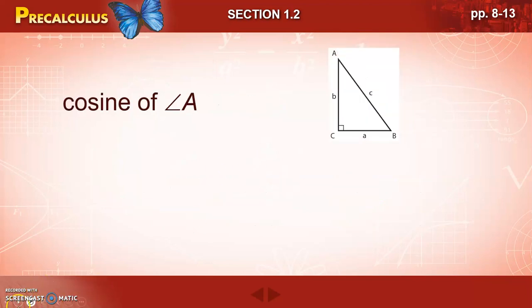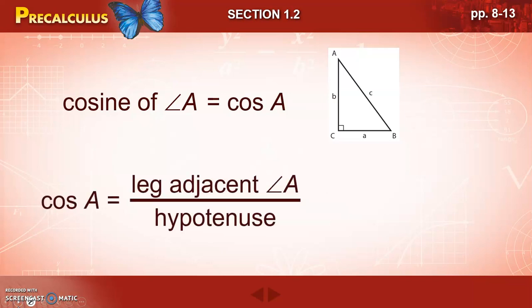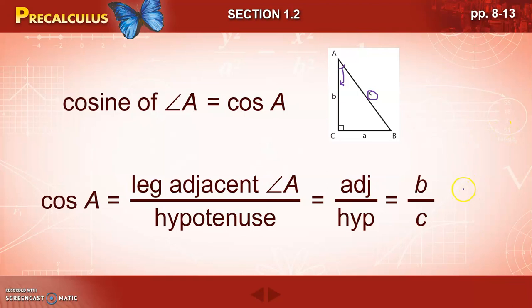The cosine of angle A, so this cosine relationship is the leg adjacent to the angle that we're talking about, in this case angle A, over the hypotenuse. Adjacent over hypotenuse, which in this case, the leg adjacent to angle A, I should say, is side b. And the hypotenuse stays the same at side c. So we had sine was S-O-H, so, and cosine is C-A-H, ka.